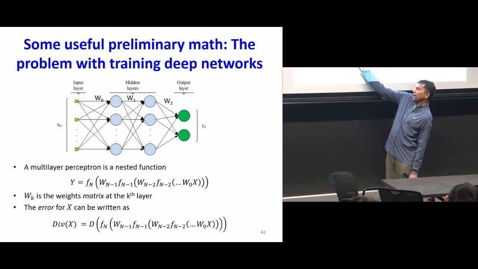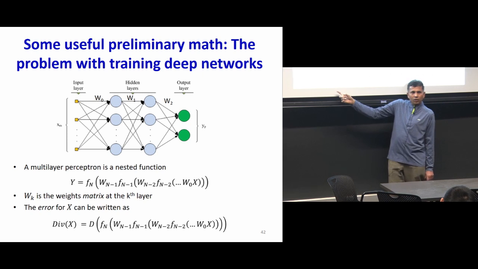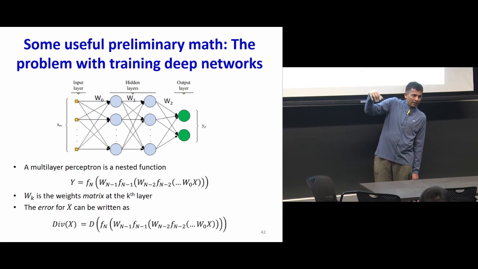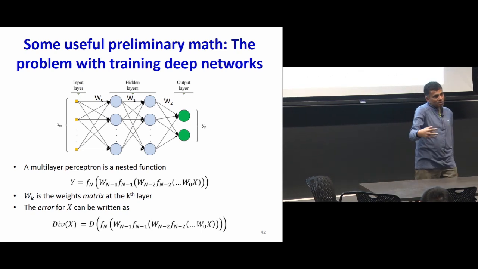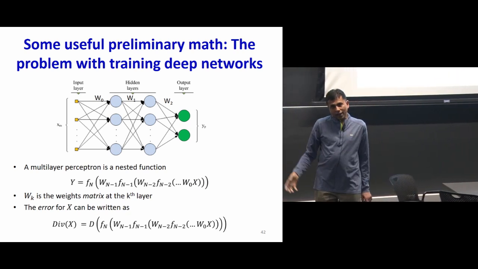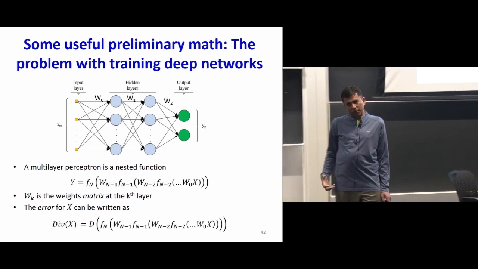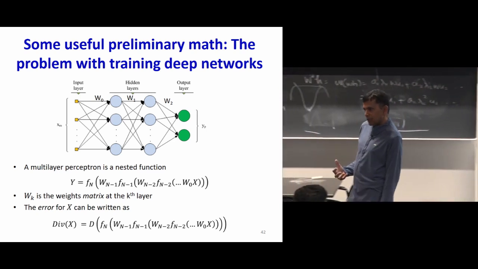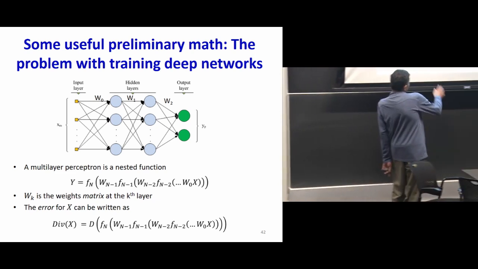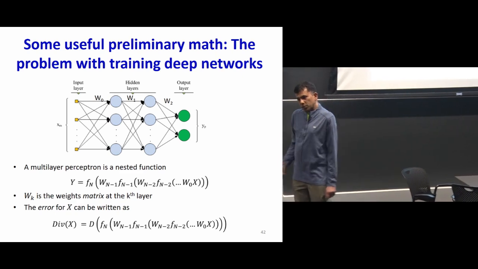So the output is the final activation applied to the affine combination that goes to the final activation, right? The affine combination is the weights of the final layer times the output of the penultimate layer, and so on. You can work your way in, and this is just a nested function. The entire network can be thought of as a nested function. So the error that the network makes is also a nested function: the divergence is some function of the output of the network, and since the output of the network is a nested function in itself, the divergence too is a nested function.